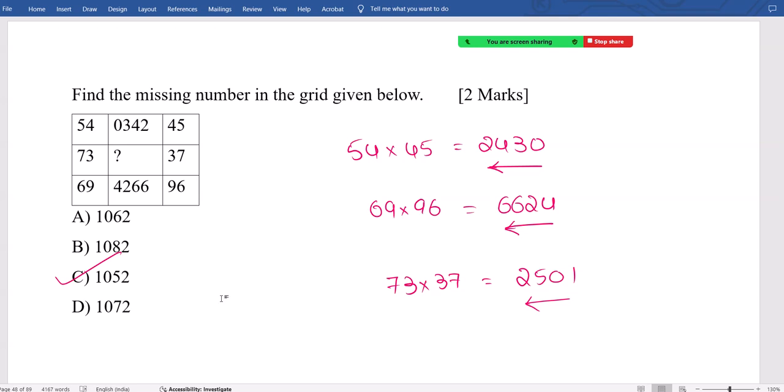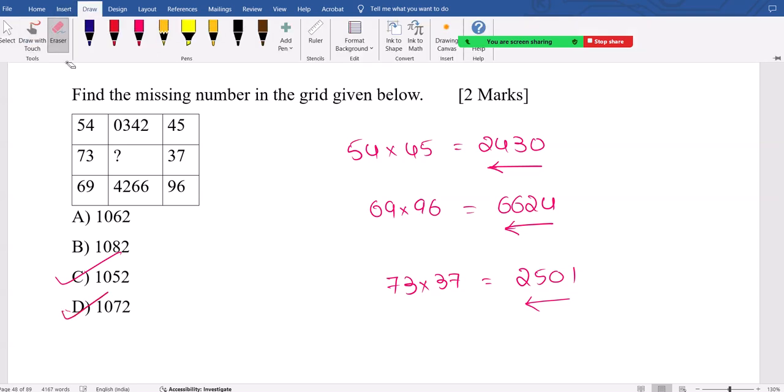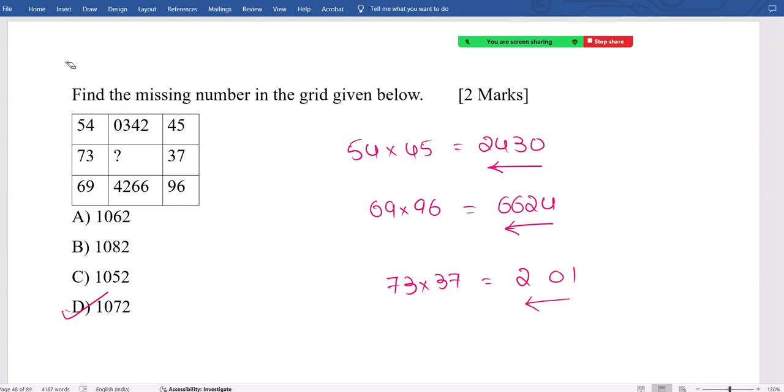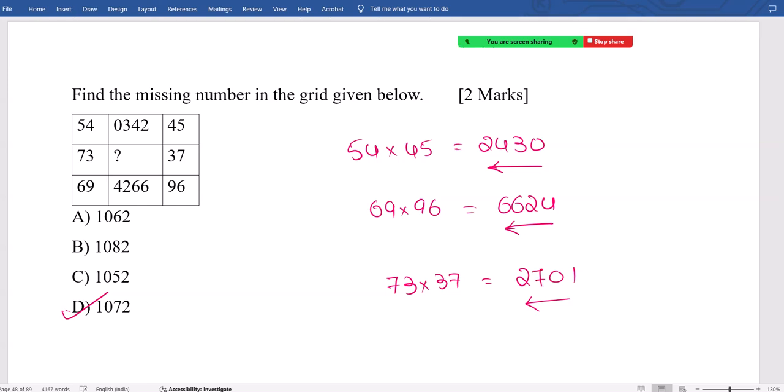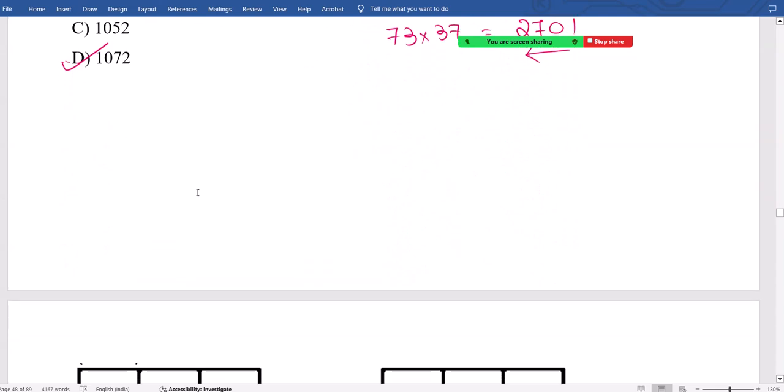Got it? Is it 72? One second, one second. 73 multiplied by 37. Yes, it should be more than 2800. Yeah, close to that. Yes, it's not option C. Option D. Okay, next one.